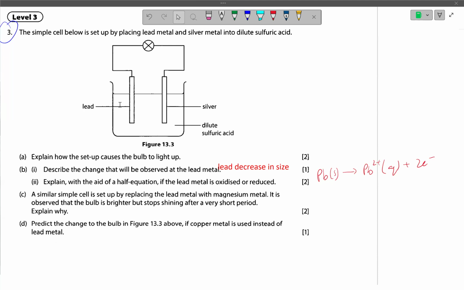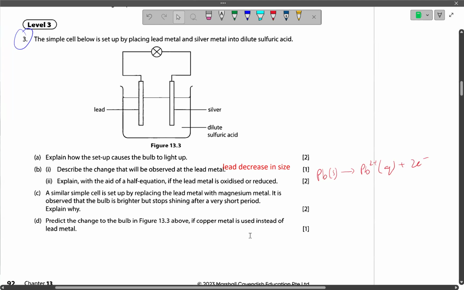If copper metal is used instead of lead, copper is nearer to silver than lead, closer, right? So basically the bulb will be dimmer, not as bright. Okay, that's all.